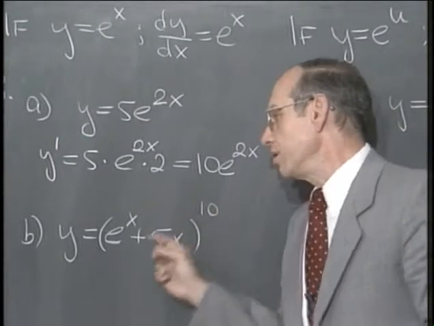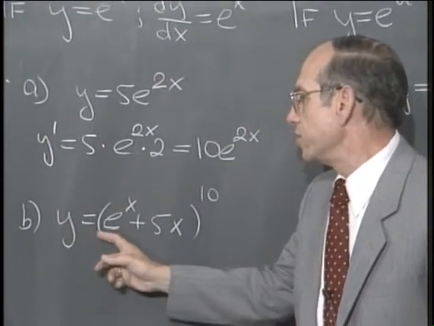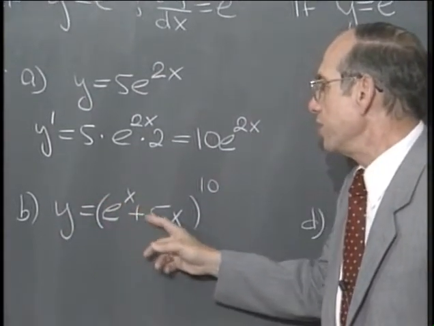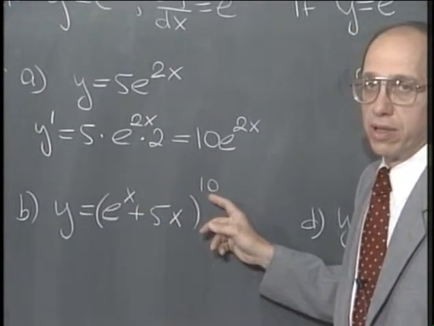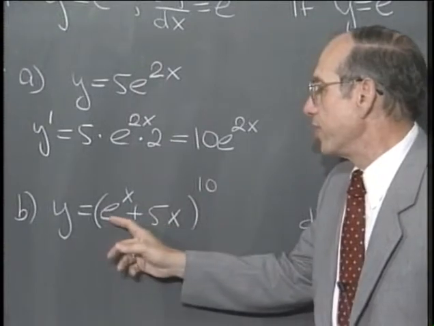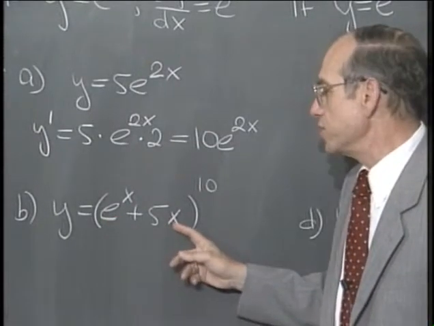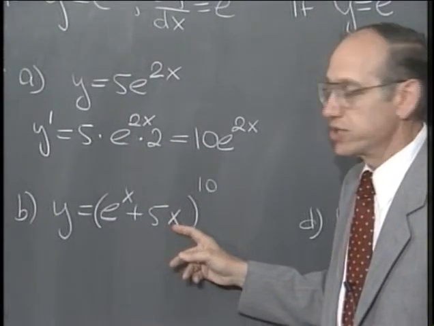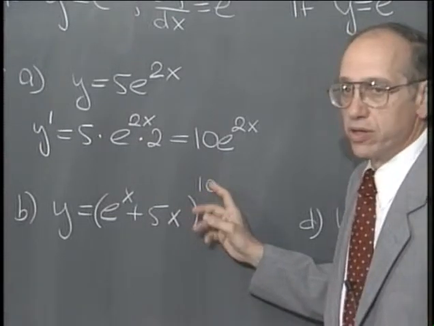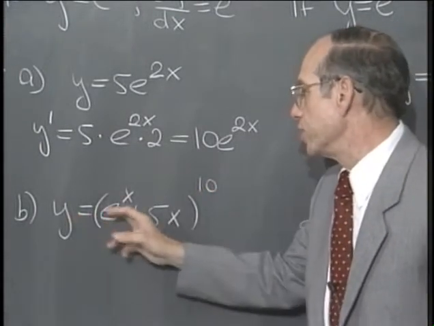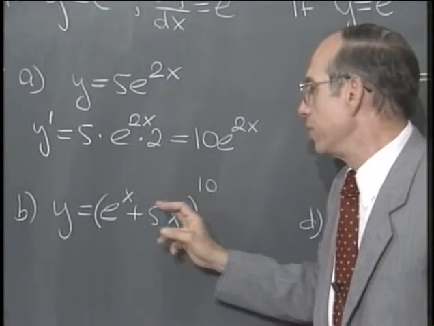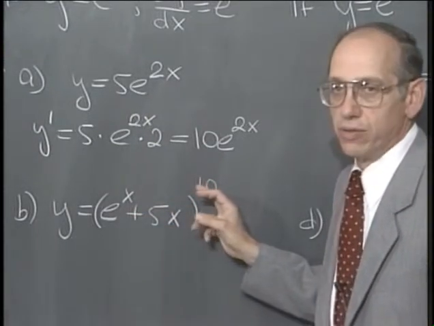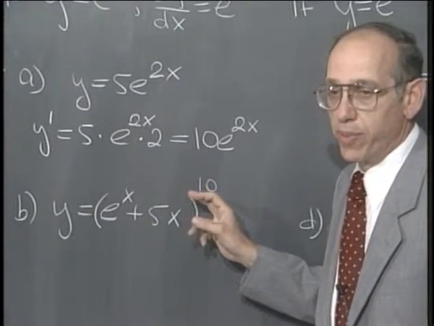In b, we have y equals the quantity e to the x plus 5x raised to the 10th power. Here we have a combination of the exponential function plus an algebraic function, 5x, raised to a power. So this is of the form y equals u to the 10th power. Now we know how to do u to the n by using the chain rule for powers.